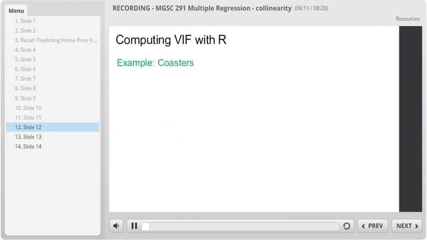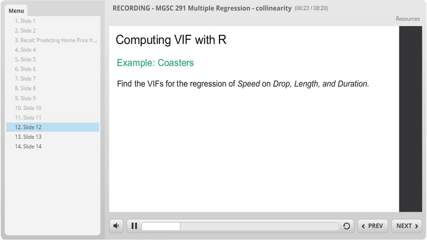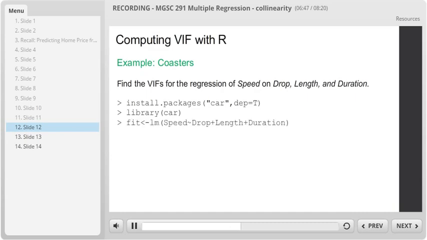Statistical software packages, including R, will report the VIF for each predictor when asked. Let's go back to our roller coasters example. Suppose we fit a multiple regression of speed on drop, length, and duration. To compute the VIFs for the predictors drop, length, and duration, we must first install a package called car. Be patient, as this may take a few moments to install. Once the car package is installed, call the car library, and then fit the multiple regression model of speed on drop, length, and duration. Now we are ready to compute the VIFs.